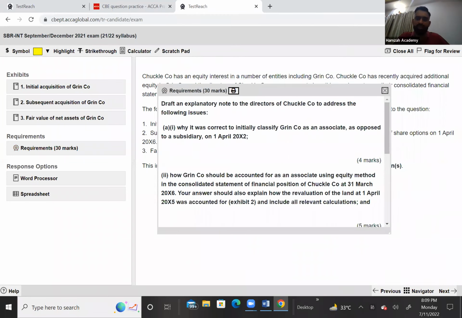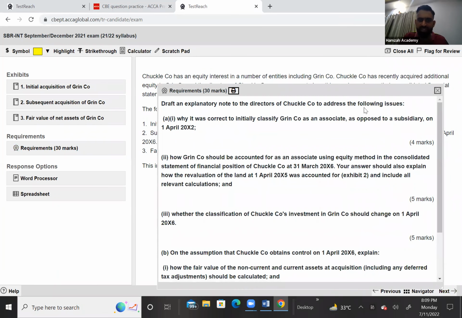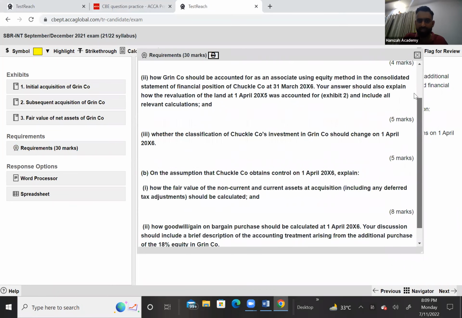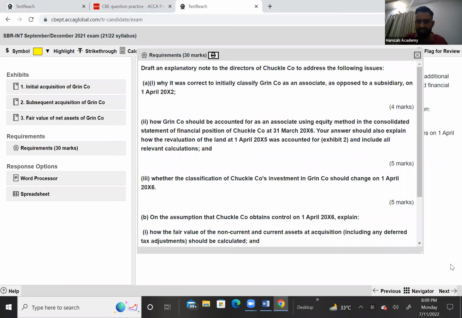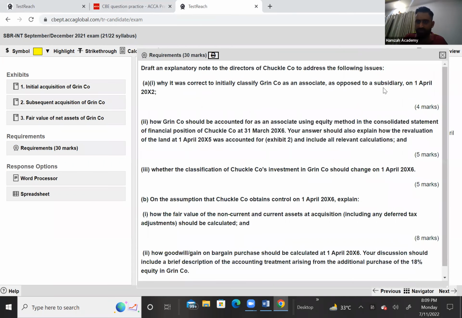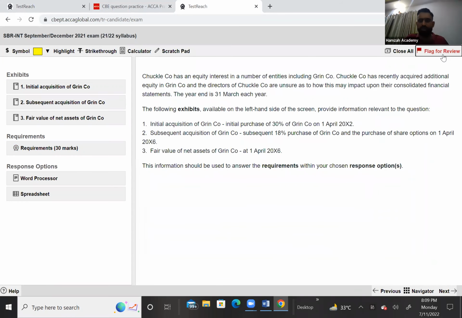When you click the requirement box, a window will open, which consists of the requirements of the exhibits. You can adjust this window as per your convenience. So we will come back to the requirement.